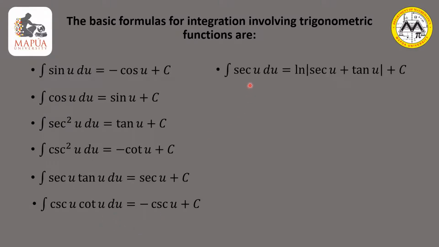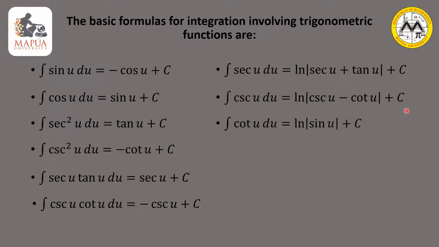We have the integral of secant u du is equal to ln of the magnitude of the sum secant u plus tangent u plus c. For the integral of cosecant u du, it is equal to the natural log of the magnitude of the difference between cosecant u and cotangent u plus the arbitrary constant c.